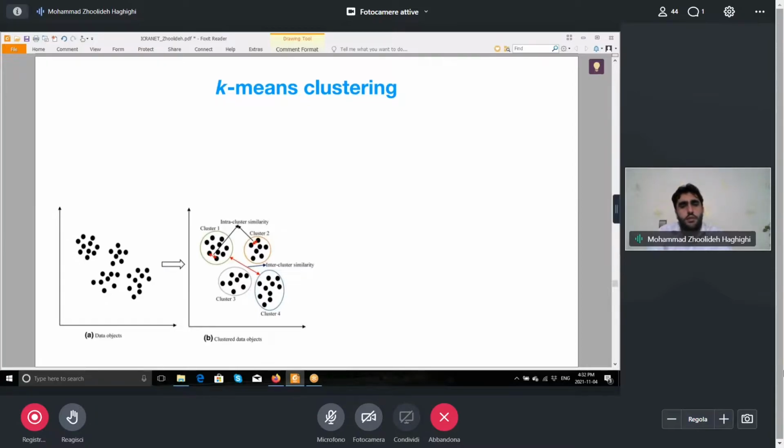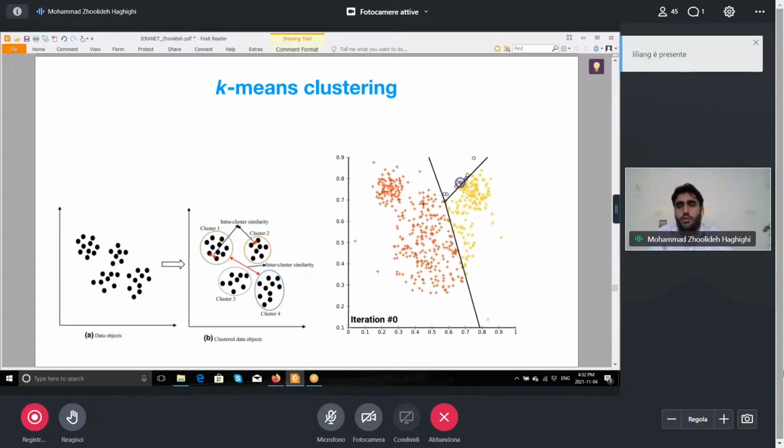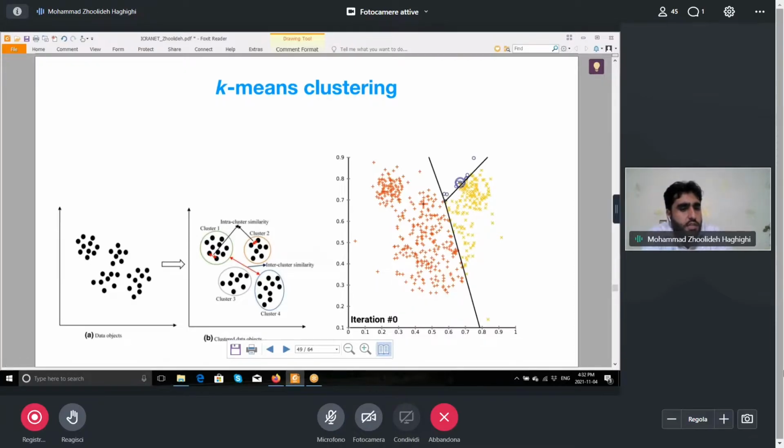For example, here we have K-means clustering. I won't go into the details of the algorithm, but this algorithm can distinguish clusters in the feature space. In the feature space, the machine can distinguish that these data points belong to the same category, these to the same, these to the same, and so on. This can be done by a machine learning algorithm called K-means clustering.